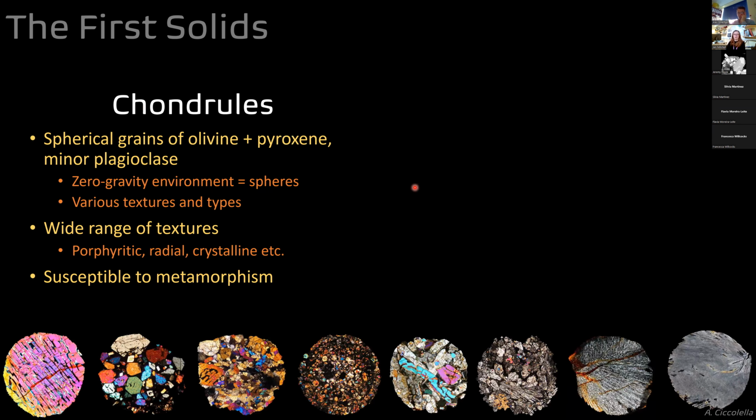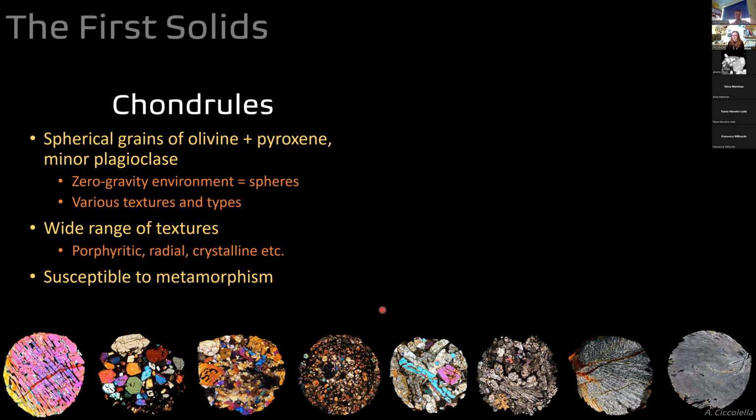Along with CAIs, we also get chondrules. These are spherical grains of olivine and pyroxene, give or take some feldspar. And because they're forming in a zero gravity environment, they form these nice little spheres, which are really, really noticeable. And you don't find them in terrestrial rocks because Earth has a significant amount of gravity. You don't get these really anywhere else.